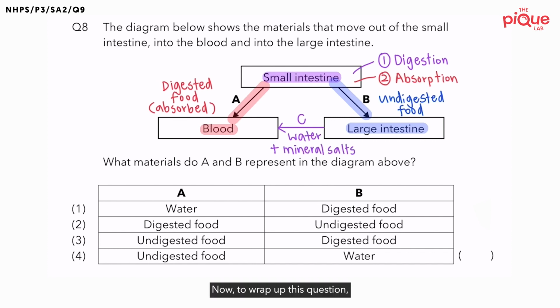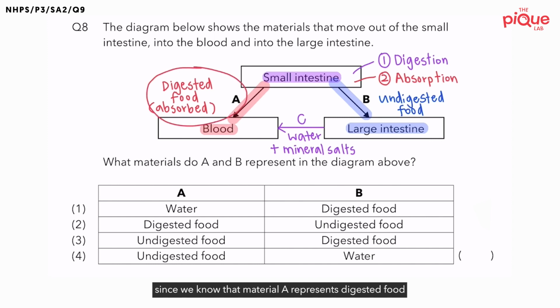Now, to wrap up this question, since we know that material A represents digested food and material B represents undigested food, the answer to this question is option number 2.